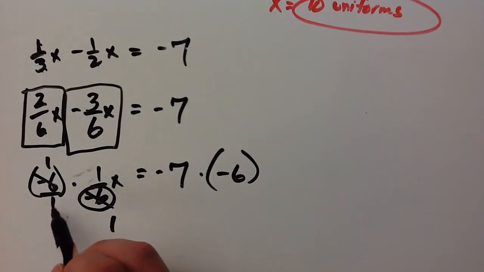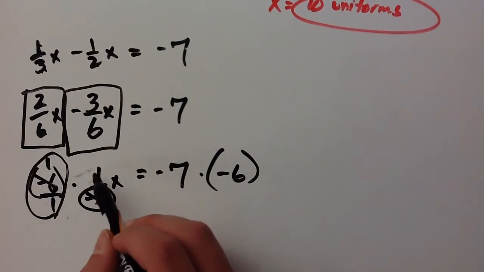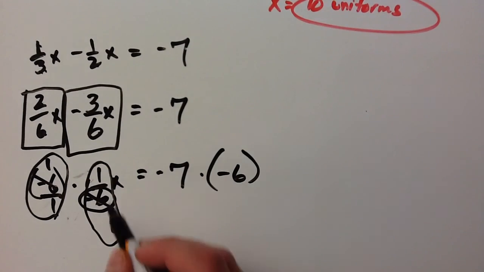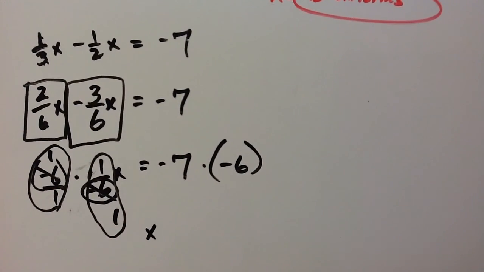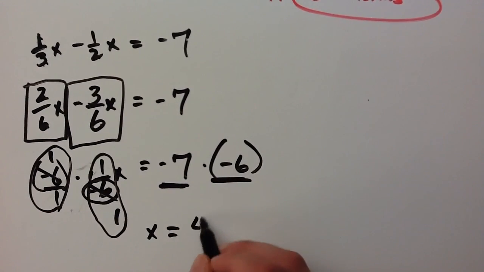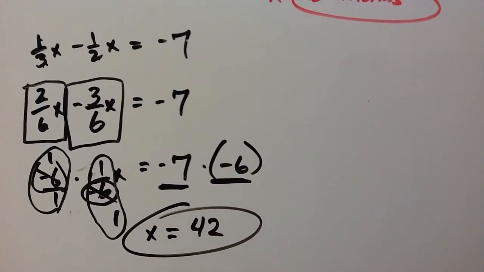So now you have, this is 1 times 1. And 1 times 1 is 1. 1 times x is x. So x is equal to -7 times -6, which would be a positive 42, right? So x is positive 42.